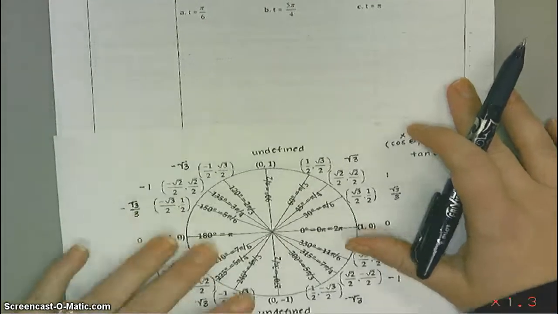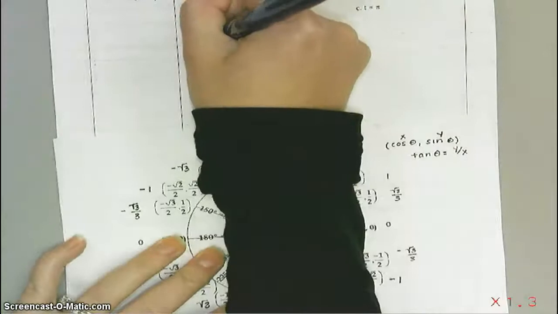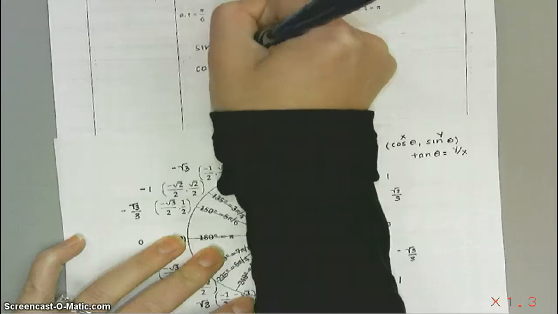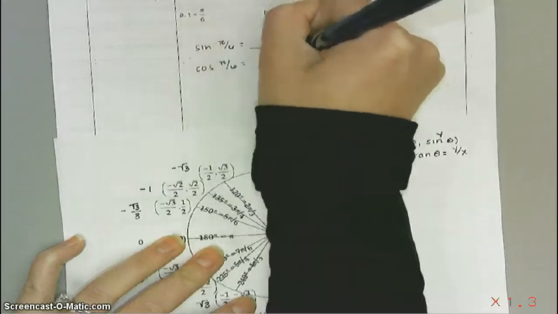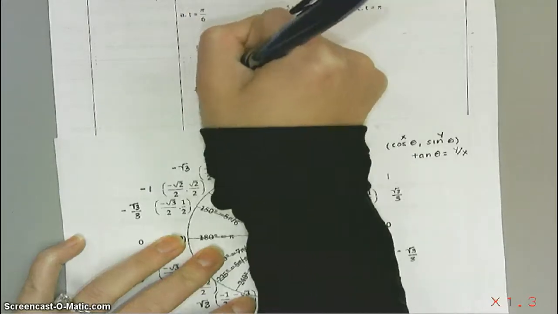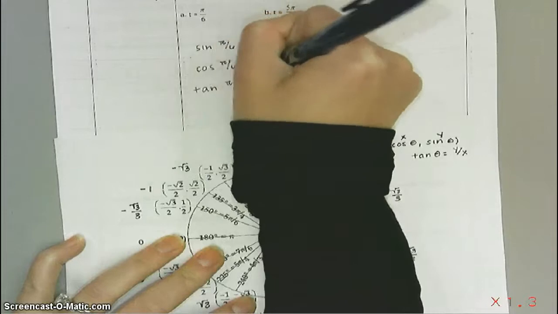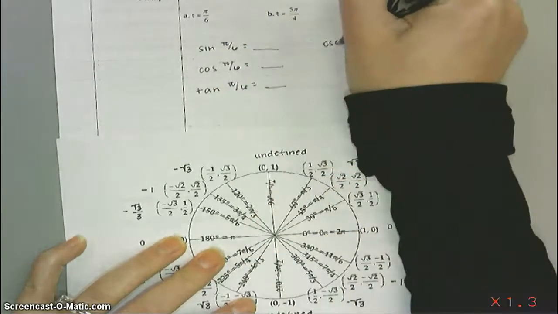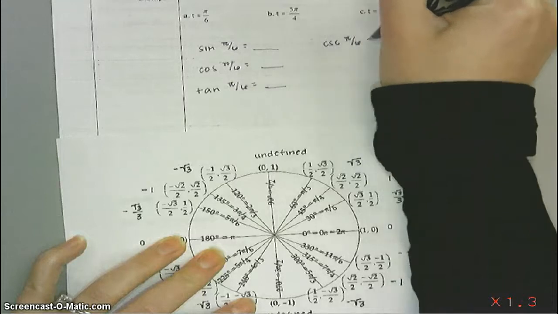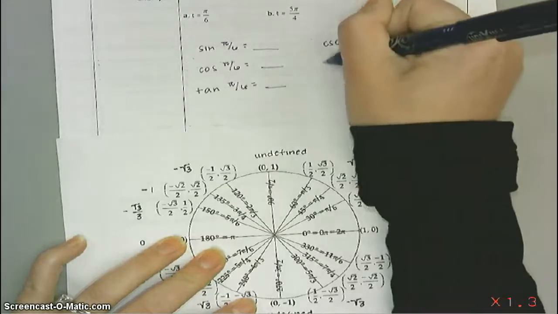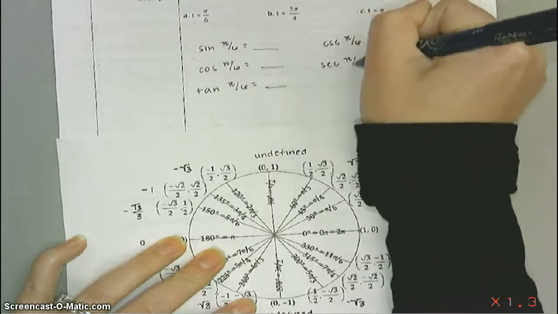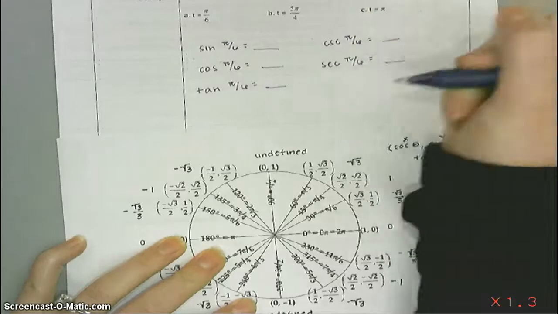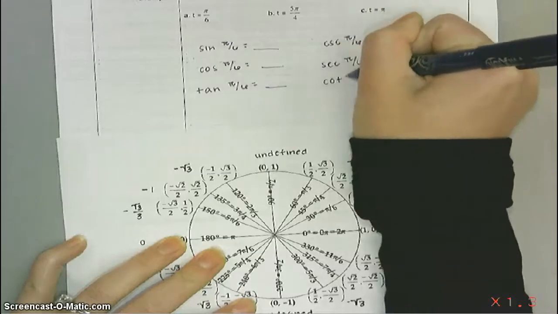So if you could please take a second, let's write sine, and put the angle in. So sine at pi over 6, and then we are going to use the unit circle to figure out what that is. Cosine at pi over 6, and tangent at pi over 6. The reciprocal of sine is cosecant, so CSC of pi over 6. Secant for cosine. And tangent is cotangent.